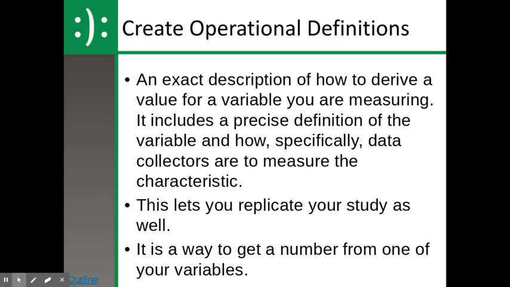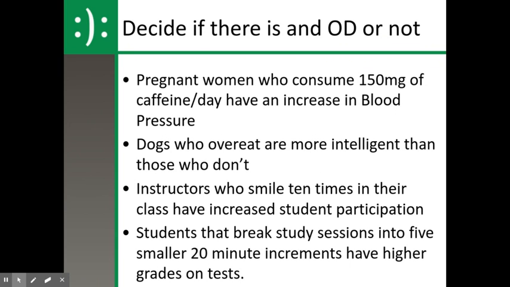Okay. Remember, we have to talk about operational definitions. It lets you replicate it, be as specific as you can, and it lets you get a number from one of your variables. Okay. So go through and you can check out these for operational definitions.